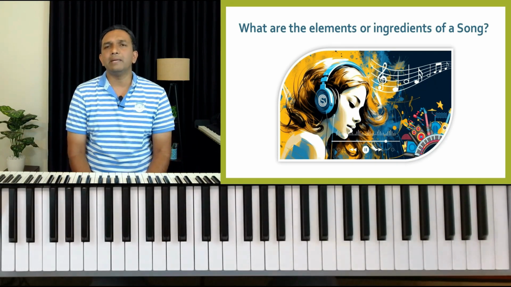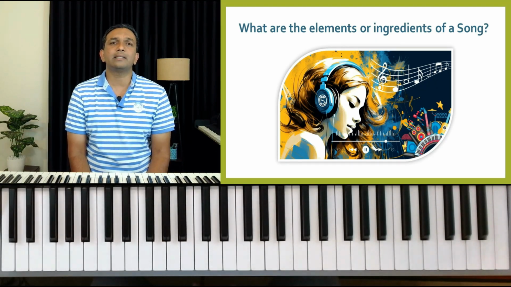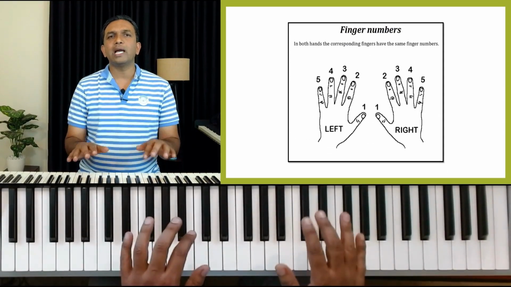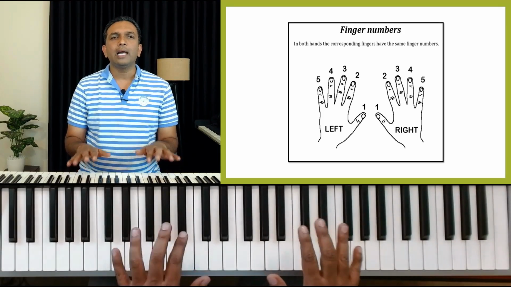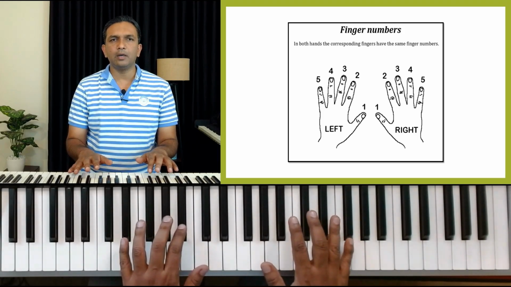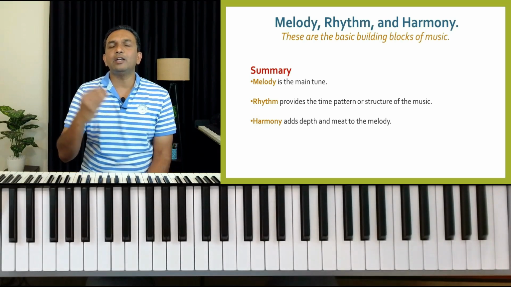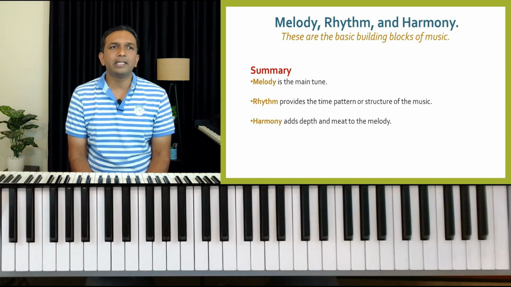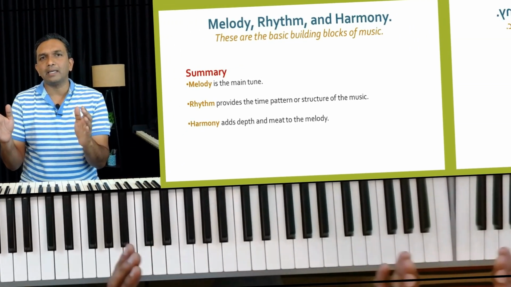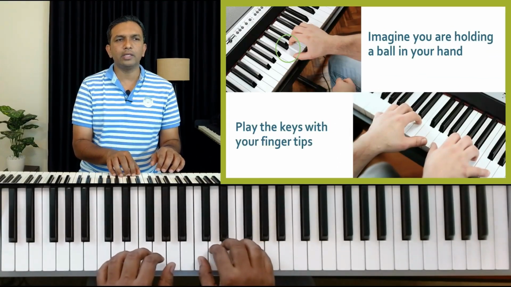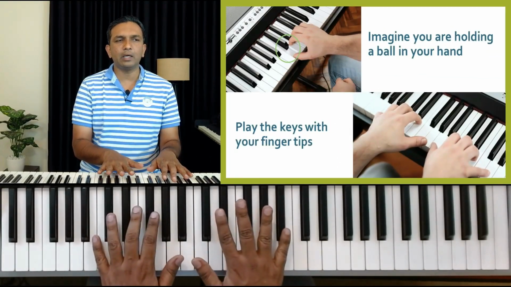What are the elements or ingredients that makes a song? We use both our hands for playing the keyboard, and all the fingers are numbered on both our hands. So what is the summary? Melody means the main tune of the song. Rhythm means rhythm provides the time pattern. That should be the position on the keyboard. Don't flatten it out.